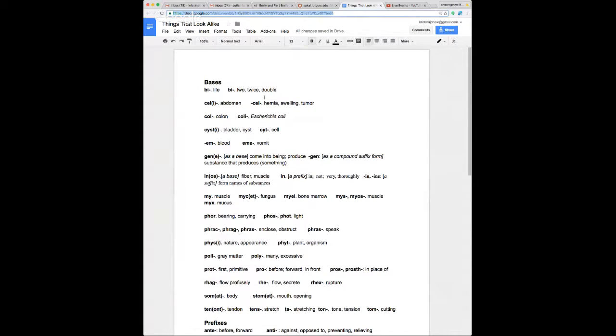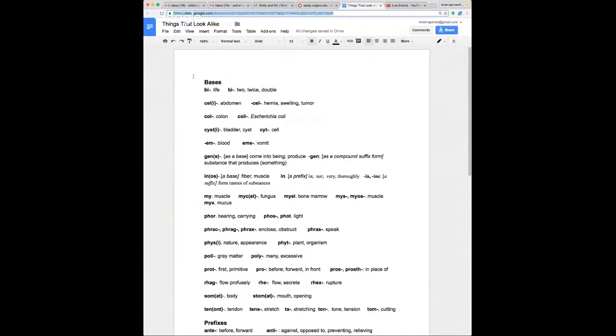What I've done is I've tried to put together bases or prefixes and suffixes that look alike and are extremely easy to confuse, that have different meanings. Hopefully this will be helpful. If you don't find it helpful, just don't look at it. But it's also another way just to review some of the words.